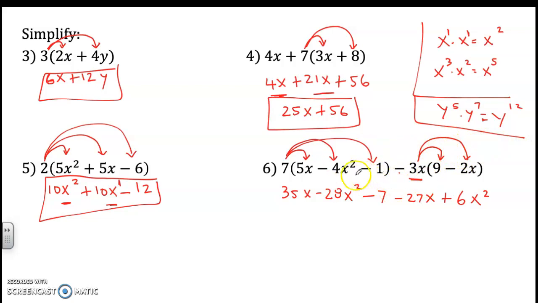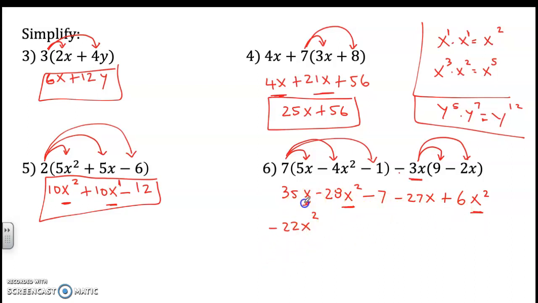Okay, let's go back to our problem. I distribute those. Now I need to check if I can combine like terms. Like terms, same variable, same exponent. X squared, those are like terms. And I have a negative 28 and I have a 6. Negative 28 plus 6 is going to give me negative 22. And I keep the same variables in exponents, so that's going to give me negative 22x squared.